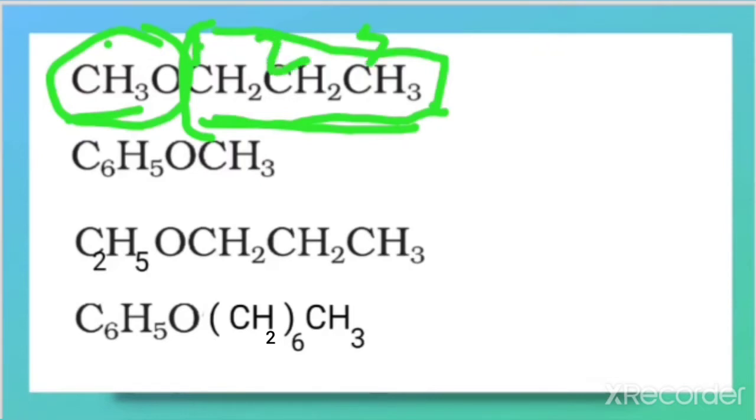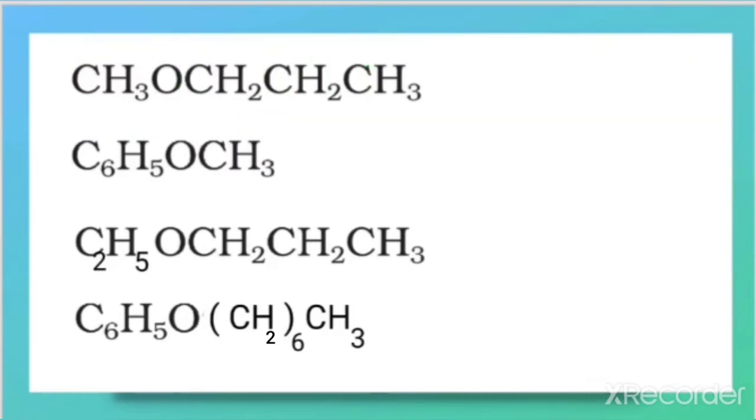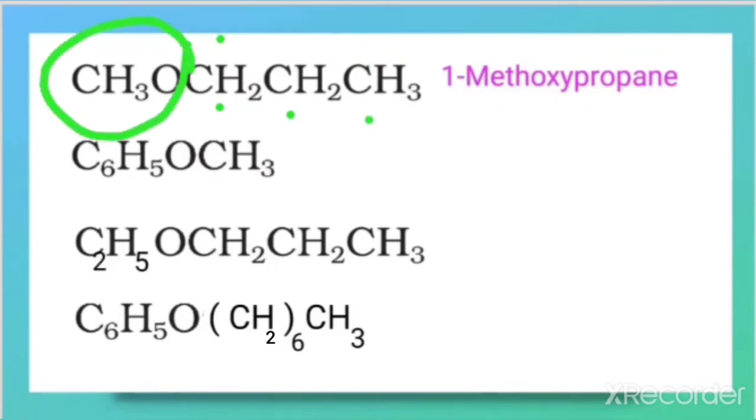So how do we name this one? Because the substituent is methoxy, which is on the first carbon of the main chain, we can name this one as 1-methoxypropane. Why propane? Because the main chain has 3 carbons and the substituent is attached on the first carbon. Therefore, it is called 1-methoxypropane. Look at the second structure.